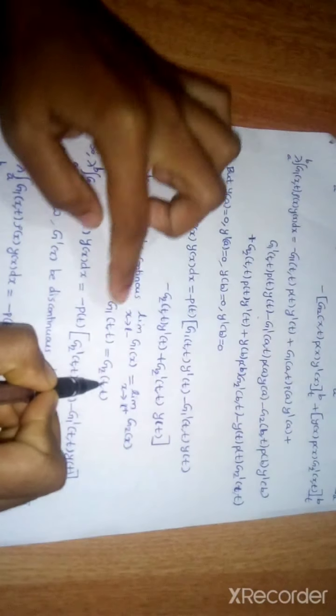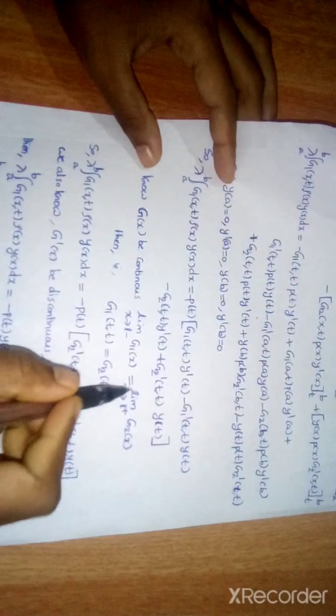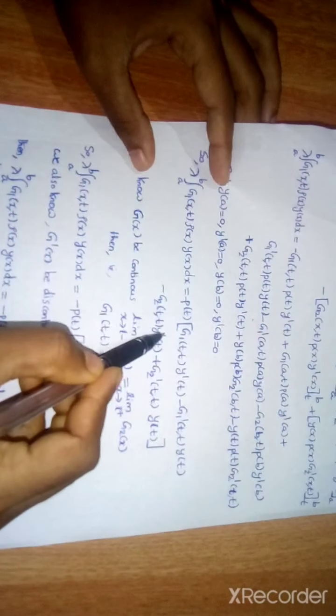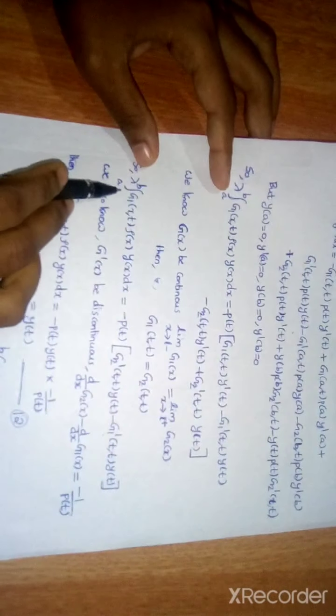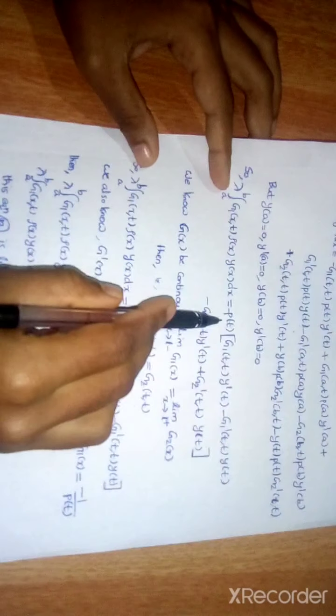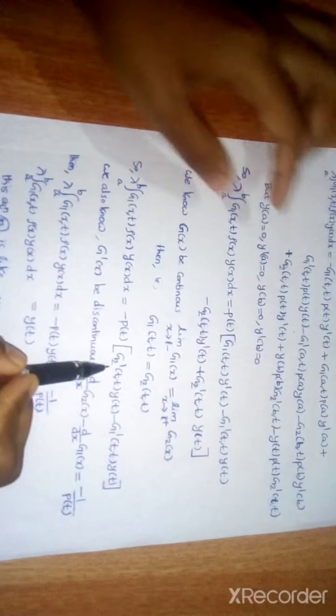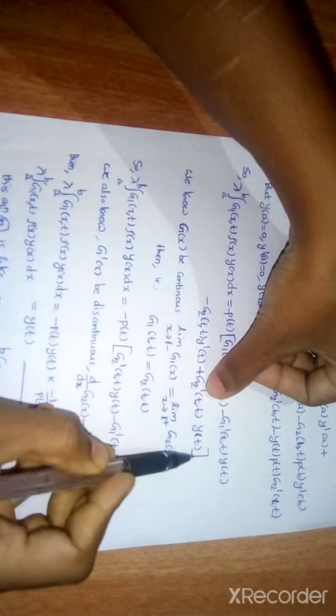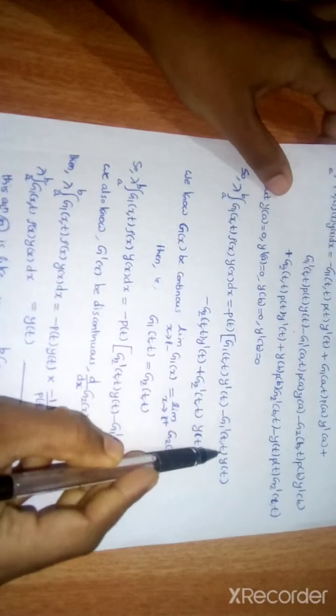Then when applying that result, these two terms become 0. The left terms are p of t minus p of t, and this one g2 dash of tt y of t, and this term g1 dash of tt y of t.